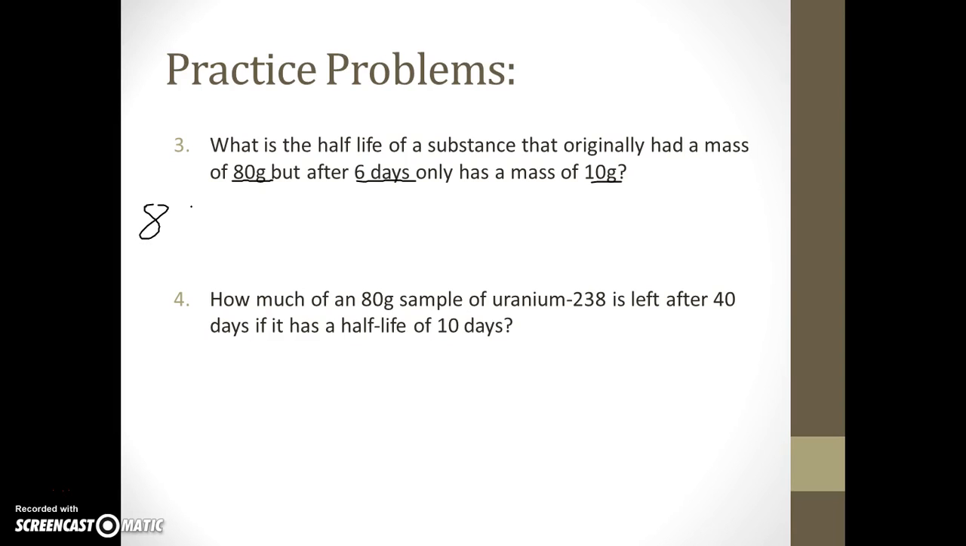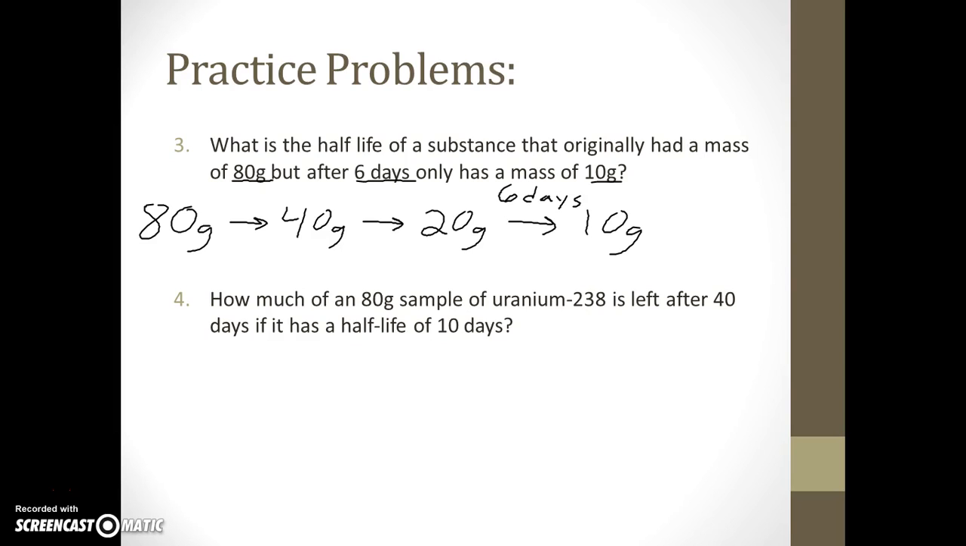So we start with 80 grams. 1 half-life later, we have 40 grams. 1 half-life after that, we have 20 grams. And then another half-life would give us 10 grams. Okay, so we started with 80. We now have 10. We have to go back, and the grand total is 6 days. So we have to figure out how many half-lives took place over 6 days. So remember, each half-life is the same amount of time. So after 3 half-lives, we've reached 6 days.